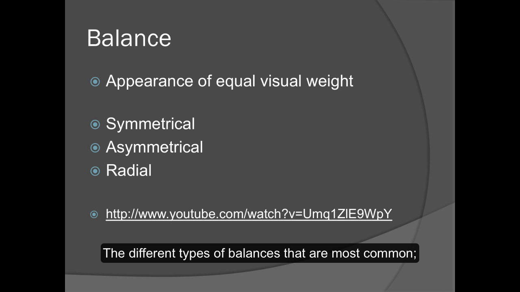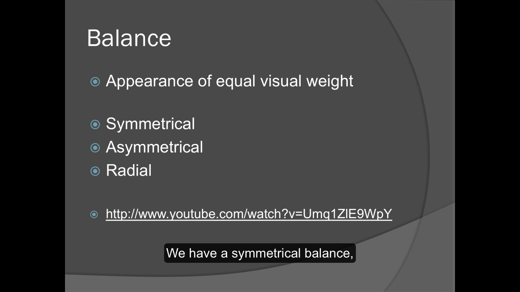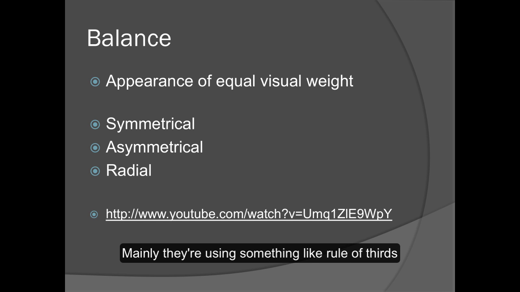The different types of balance that are most common: we have symmetrical balance, and this is just a mirrored image. It's very similar or even exactly the same from side to side, and this can be vertical or horizontal. We have asymmetrical balance. This still looks balanced, even though it's asymmetrical, meaning it's not the same from side to side. It's not a mirror image, but it still is balanced. In asymmetrical balance, the objects are not centered in the frame. Mainly, they're using something like rule of thirds to arrange or compose, but it still feels balanced.